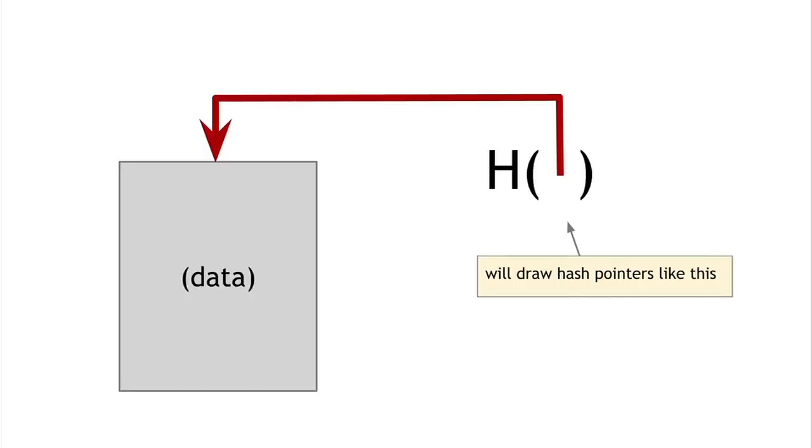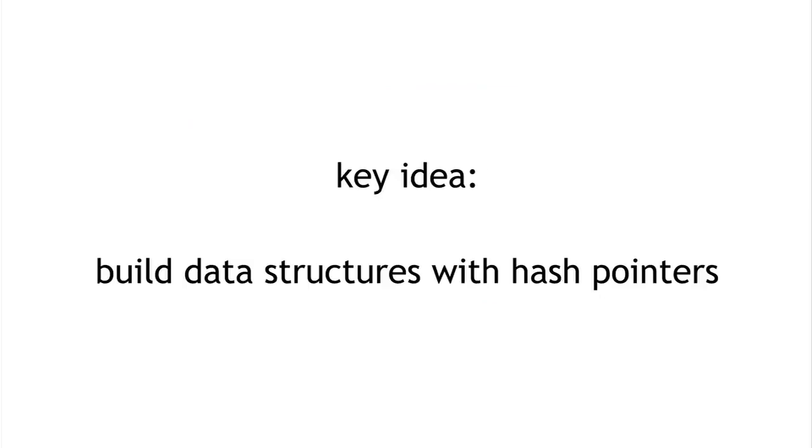Okay, and we're going to draw a hash pointer in diagrams like this. We're going to have H of, and then an arrow that points to something. So anything drawn like this, you think of it as being a hash pointer to this thing. It's a pointer to where it's stored, and it's also the hash of the value that this data had when we last saw it.